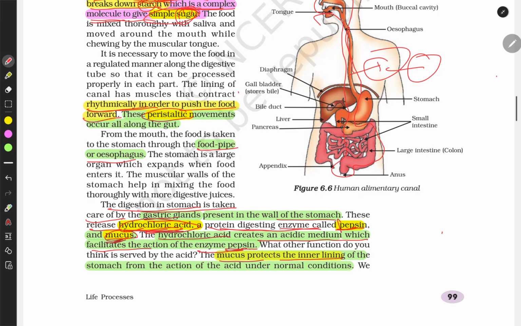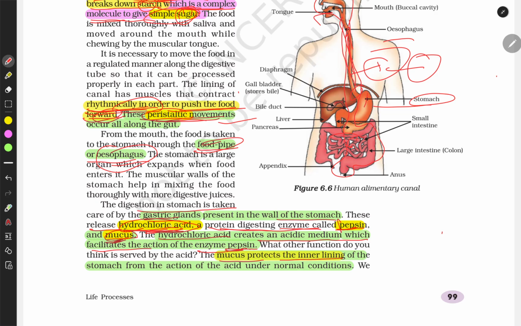And how does the food travel through our digestive system, in the esophagus, then in the small and large intestine? It is because of peristaltic movement. It is a rhythmic order which pushes the food forward, and this rhythmic order is called peristaltic movement. The food pipe is also known as the esophagus. Now the food enters our stomach, and what happens in the stomach?